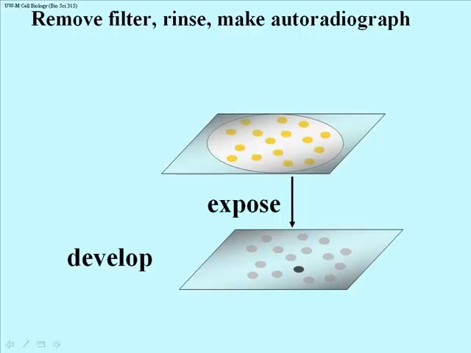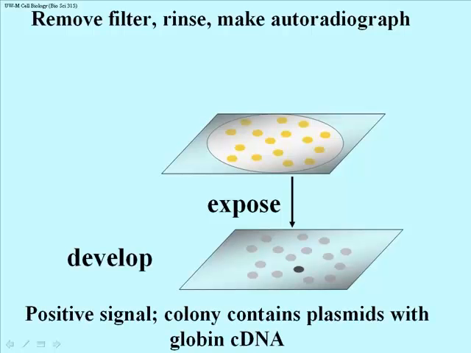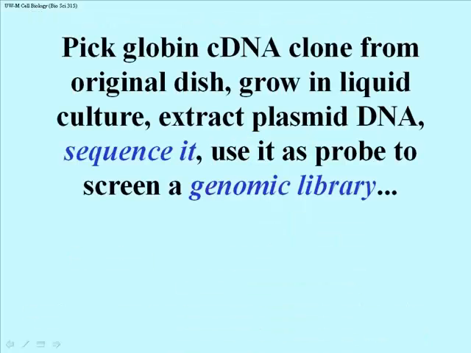Now you'll know why we have done this on a replica filter. That positive signal can be traced back to the original agar plate, where there is a real colony still alive, which contains a plasmid, which must have a recombinant plasmid containing a cDNA, which was derived from a messenger RNA that had been part of what was isolated from the red blood cells, from the reticulocyte. So we pick the Globin cDNA clone, which is to say we pick some cells or pick that colony from the original dish.